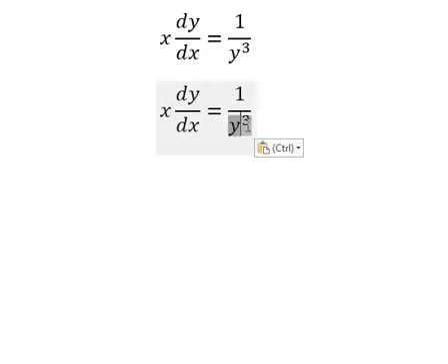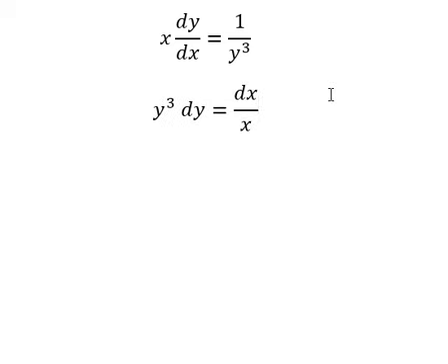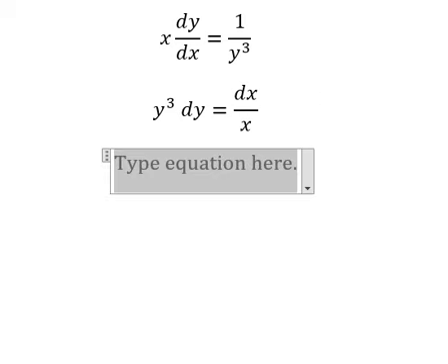I will put y to the power of 3 to the left, and s ds to the right. And now we have it like this. Next, we integrate both sides.